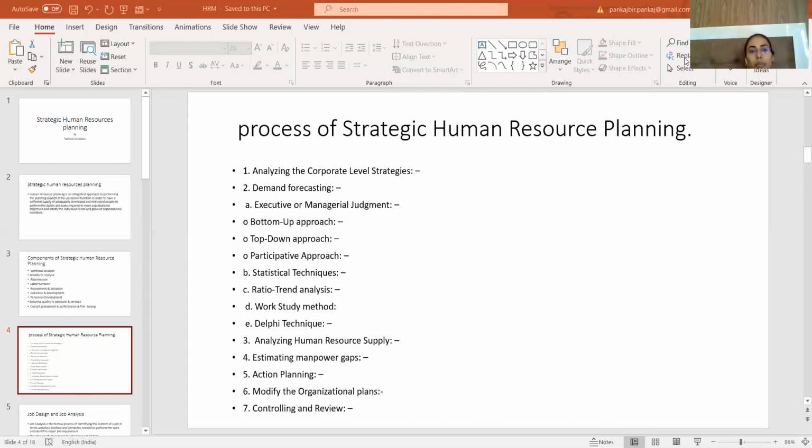Then the fourth step involves estimating the manpower gap. So on the basis of the above steps, the manpower gap can be identified. It can be identified by comparing demand and supply forecast. Such a comparison will reveal either there is a surplus or shortage of human resource in the organization.